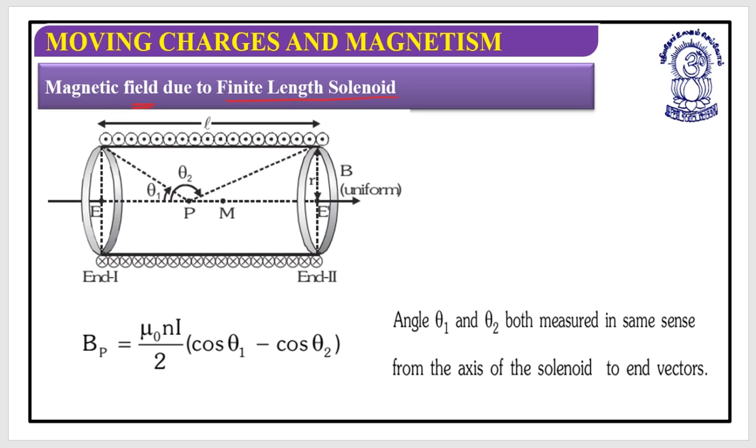Let's just remember the relations. This is the magnetic field, and this is the first end and this is the second end, with these two being the angles. Then we have the length L and number of turns capital N. So the magnetic field at point P at the center is mu naught Ni by 2 into the bracket cos theta 1 minus cos theta 2.